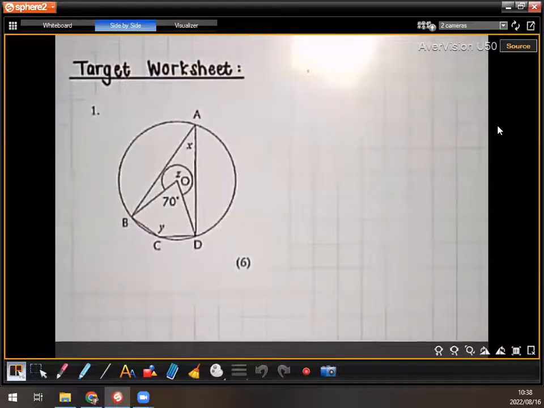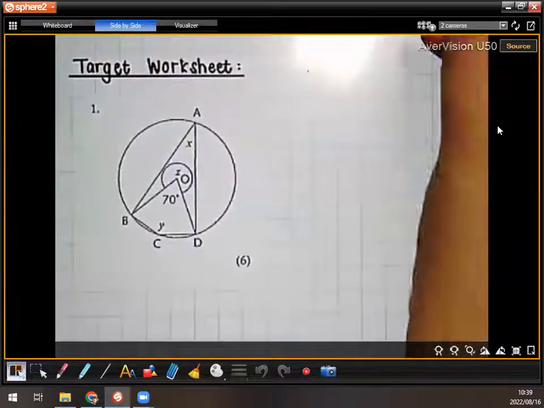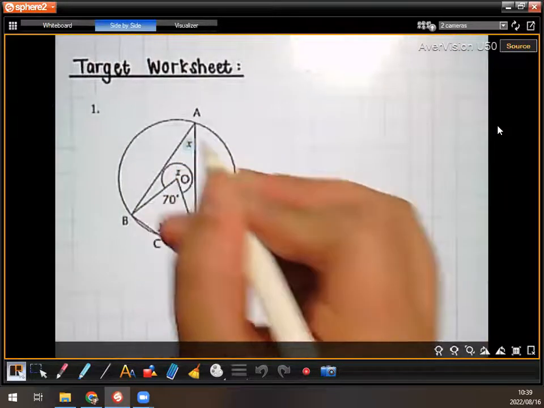So they said that we must find X, Y, and Z. I think they said in that order, right? X, Y, and Z. Oh, they just said X, Y, and Z. So let's first find X and then Y, and then we can find Z. Although in this case, we actually can't do it in that order. We'll see. So guys, if we're looking for X, it's this angle over here.